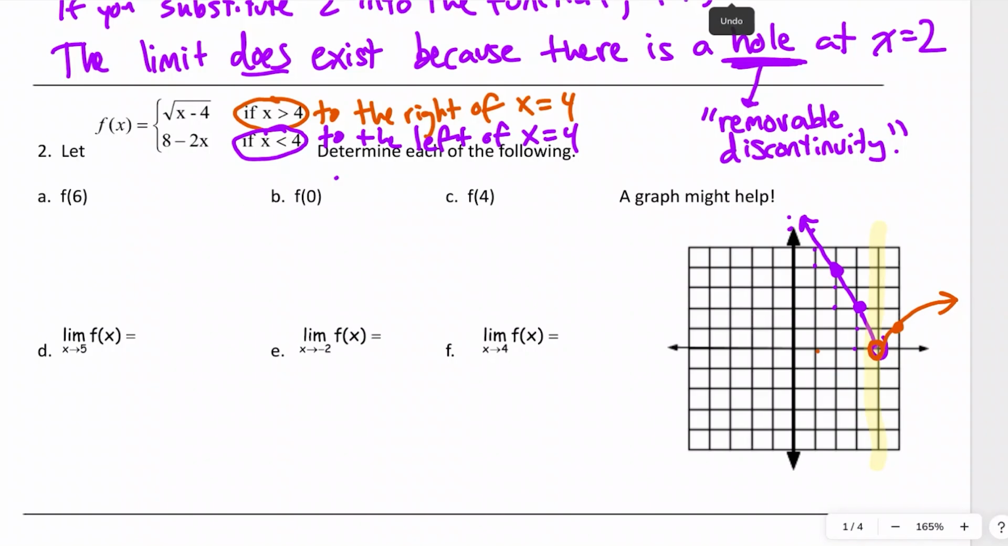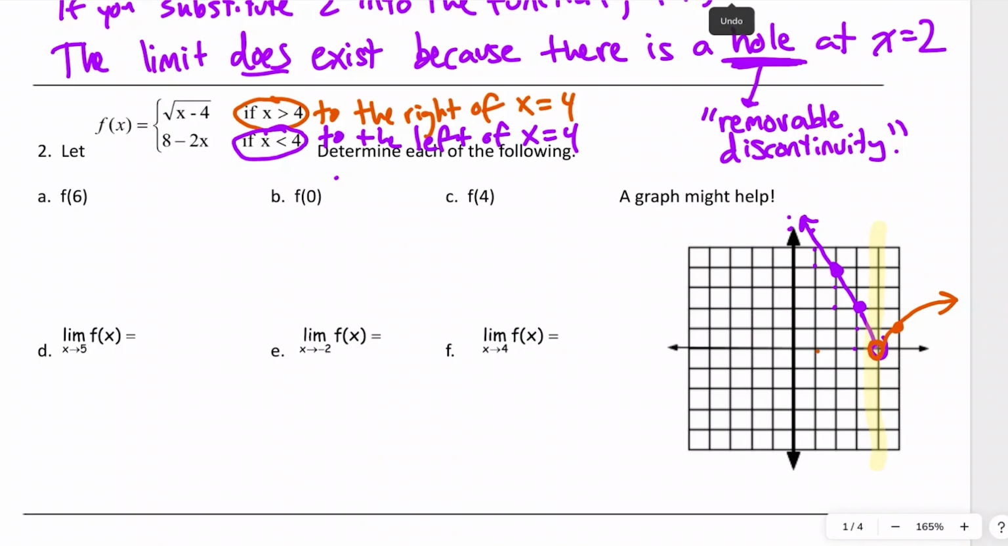Now that we have a better picture of what's happening, we can start to answer some of these questions. So I'm going to go a little bit out of order here. We have the graph, but you can see that f of 6 and f of 0 are kind of off the grid here. And so what might be easier is if we just use the equation instead of the graph.